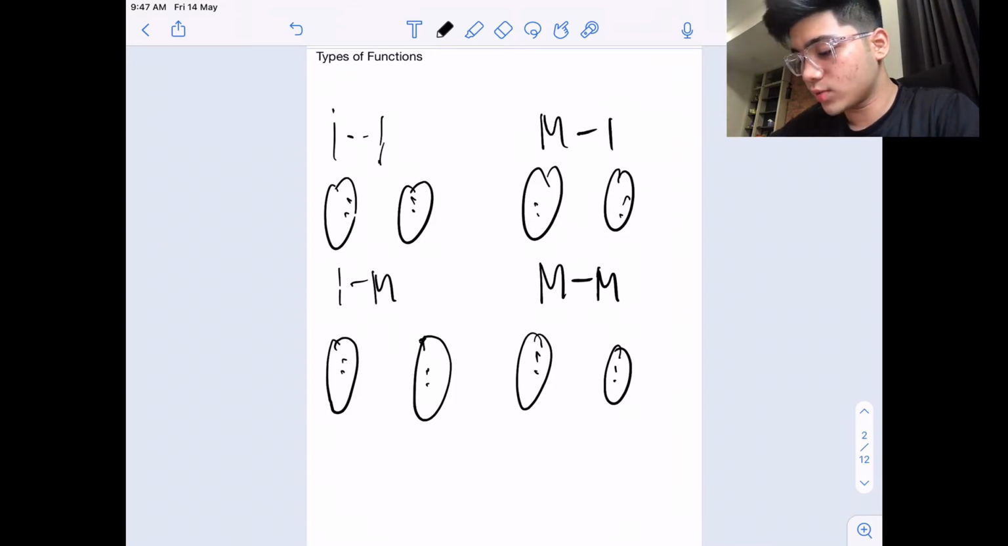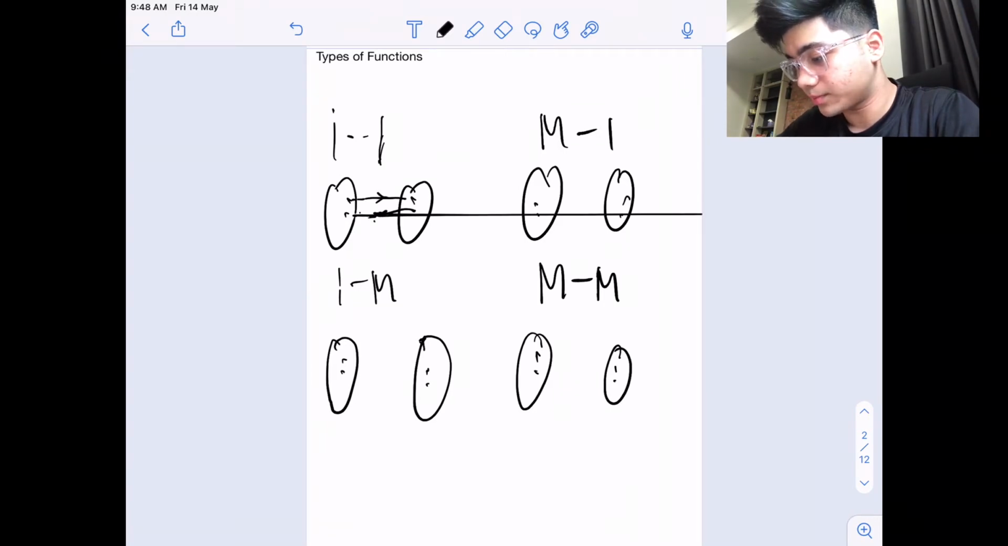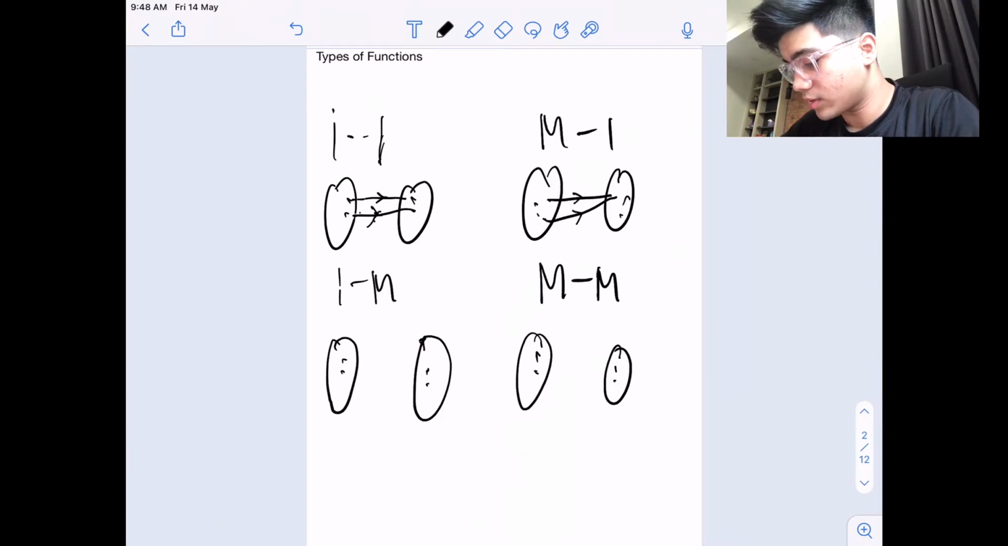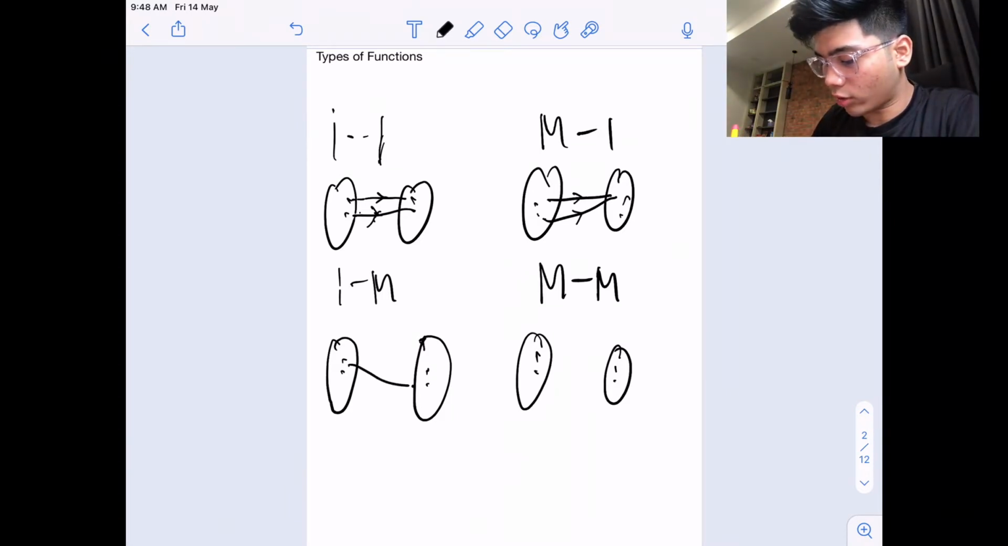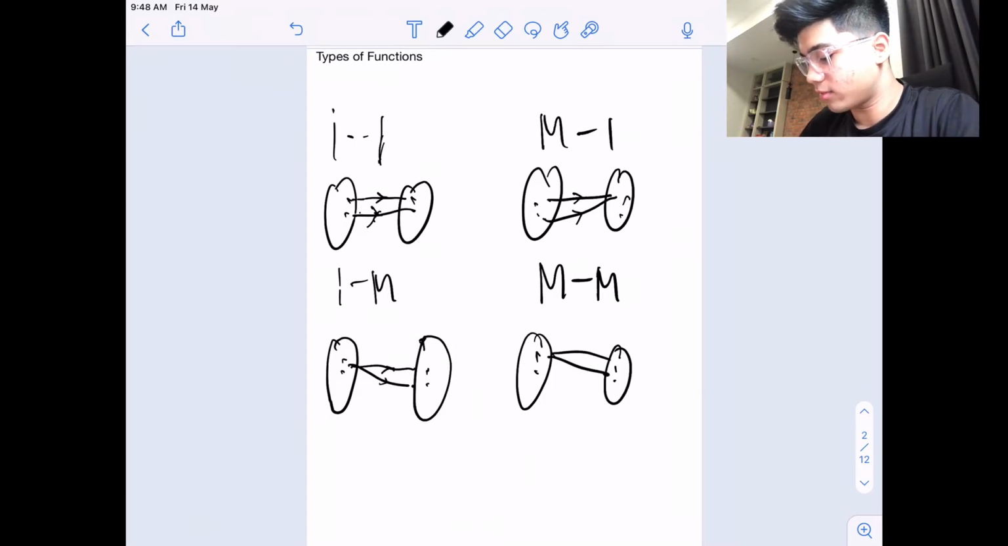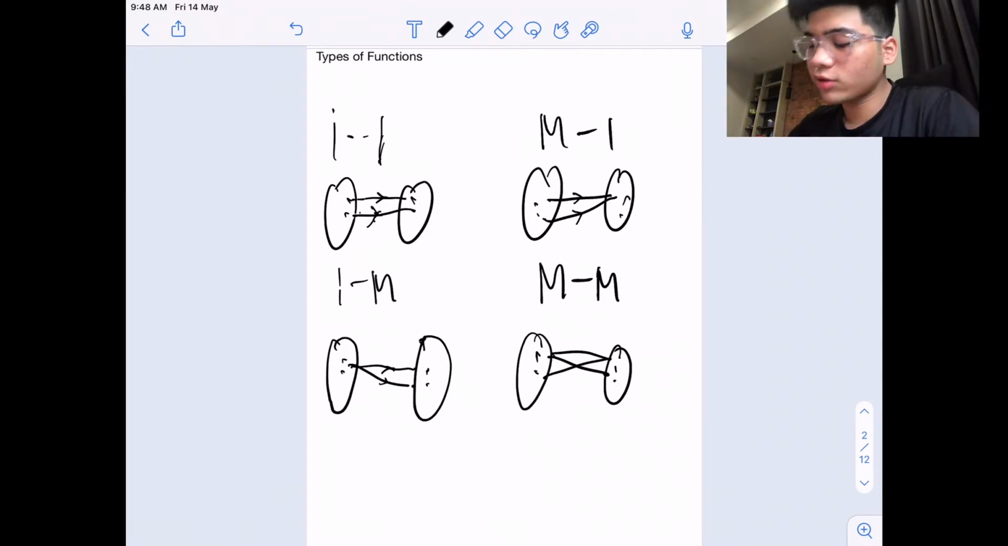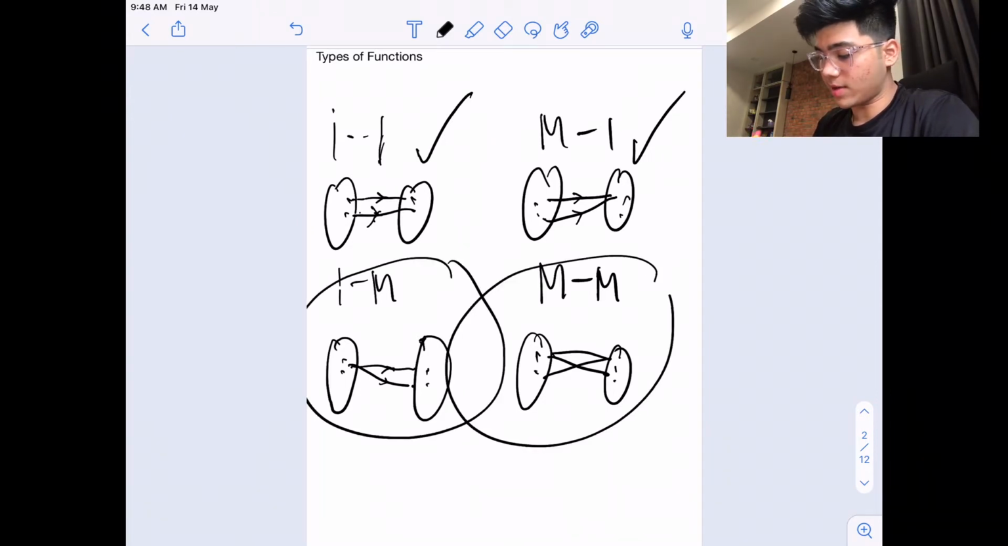Now, one-to-one functions would just have one object going to one image. But for many-to-one functions, it's basically multiple objects going to one image. One-to-many is the opposite. One object going to multiple images. Then there's many-to-many, a mixture of both. Out of all the four, only two are counted as functions, which are one-to-one functions and many-to-one functions. Therefore, one-to-many and many-to-many are not qualified as functions.